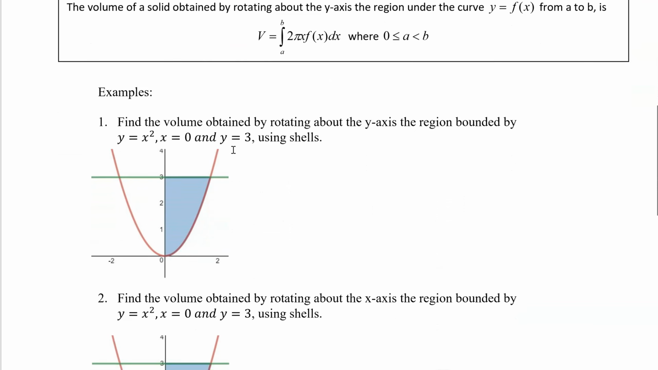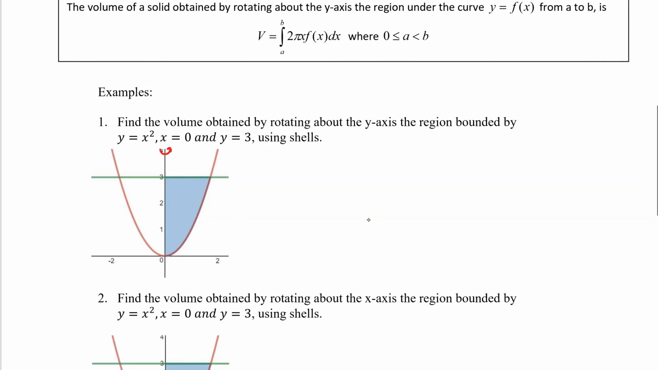All right, so let's take a look at one. We're going to find the volume obtained by rotating about the y-axis the region bounded by y equals x squared, x equals 0, and y equals 3. So here is our picture. There is our y equals x squared, there's our y equals 3, and there's our x equals 0. So we get this region, and we're going to rotate it about y.